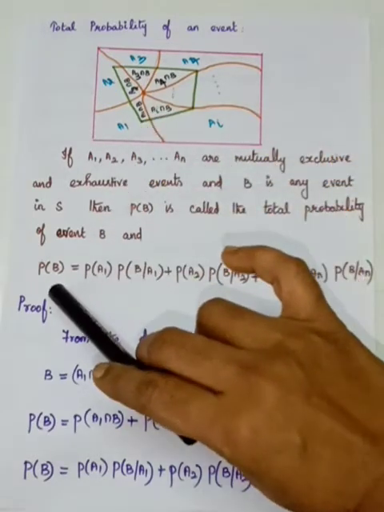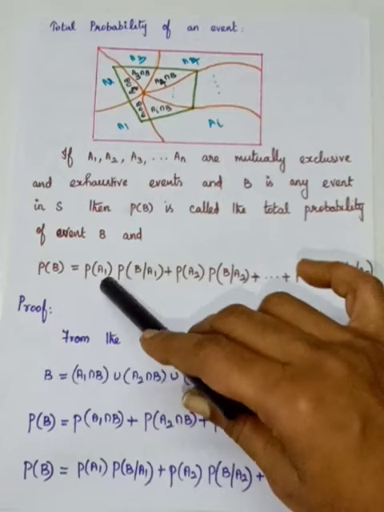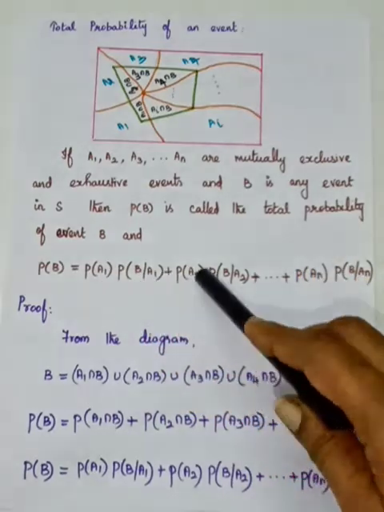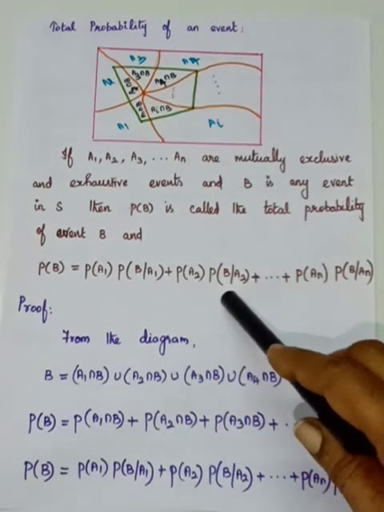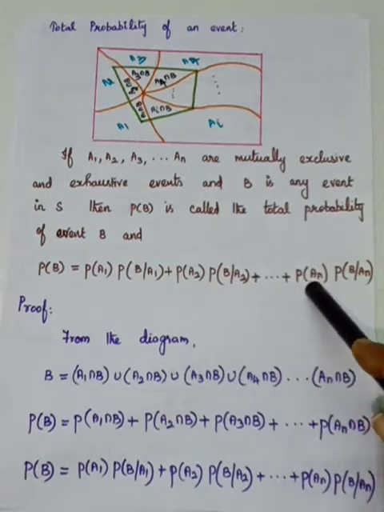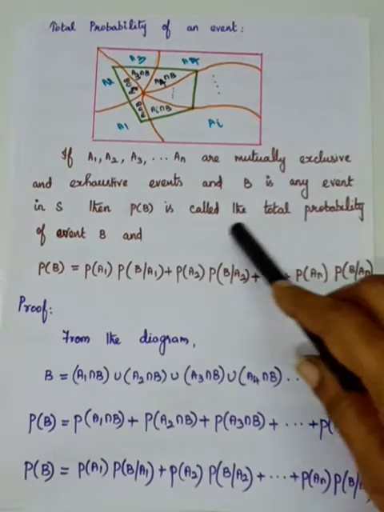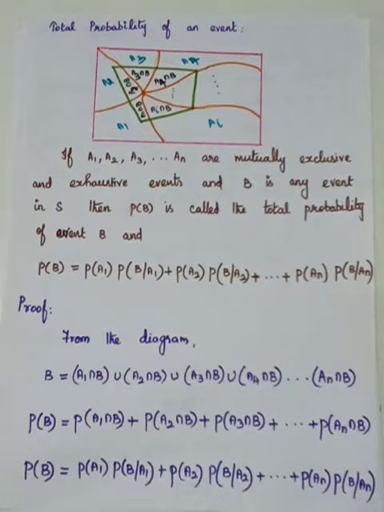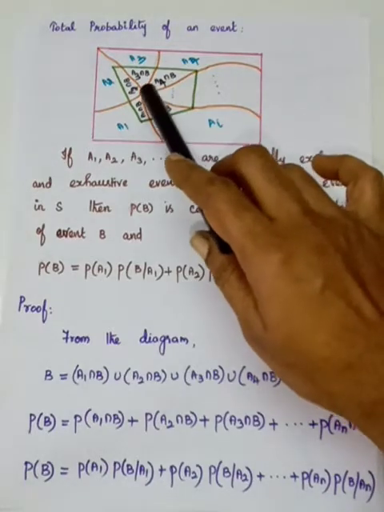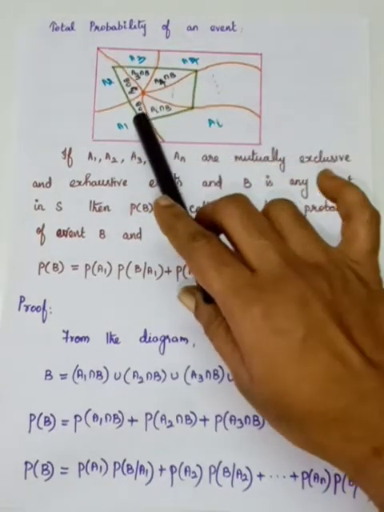So that is nothing but P of B is equal to P of A1 into P of B by A1, plus P of A2 into P of B by A2, plus etc., P of An into P of B by An. This is the formula, and we are going to prove this. So first you consider B. So the green part is B, isn't it?